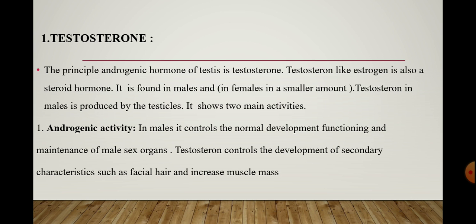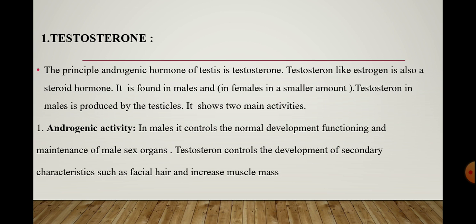First is testosterone. The principal androgenic hormone of the testes is testosterone. Testosterone, like estrogen, is also a steroidal hormone, meaning testosterone is a type of steroidal hormone. It is found in males and, in smaller amounts, in females. Testosterone in males is produced by the testicles.